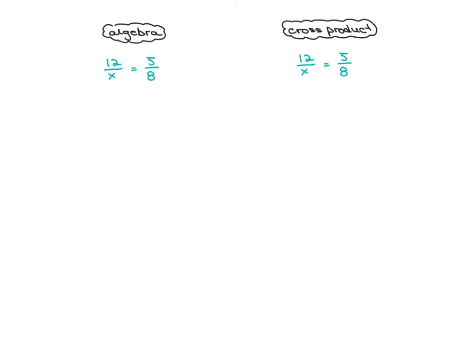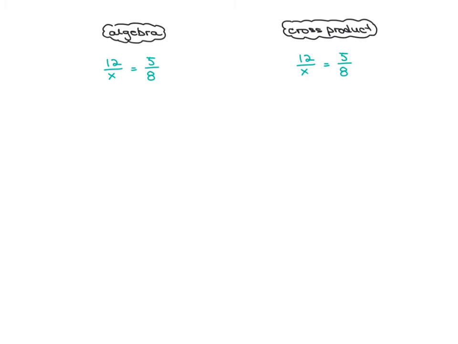To solve this next proportion, I'm going to use two different strategies, algebra and cross product. As mathematicians, we always like to see, can we solve things multiple ways? And you might be like, well, why aren't you using equivalent ratios? Well, when I look at this, I don't see any relationships between my numerator, my denominator, or within. So I'm not going to use the equivalent ratios.